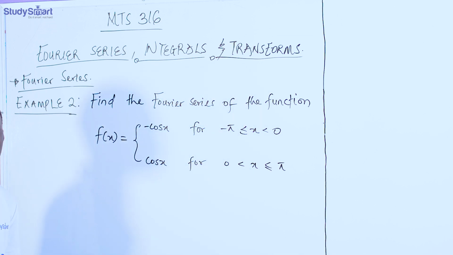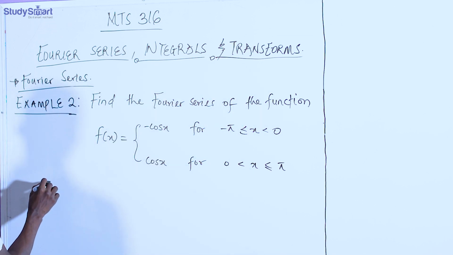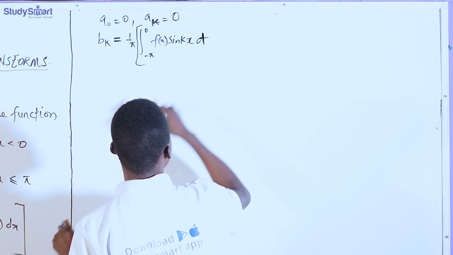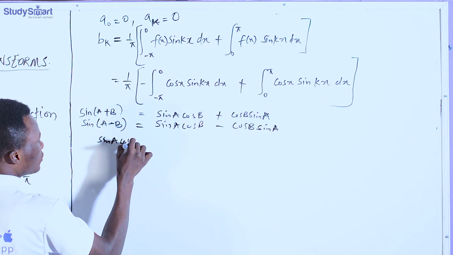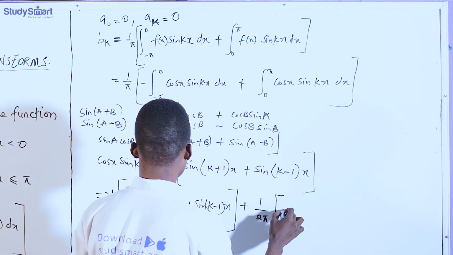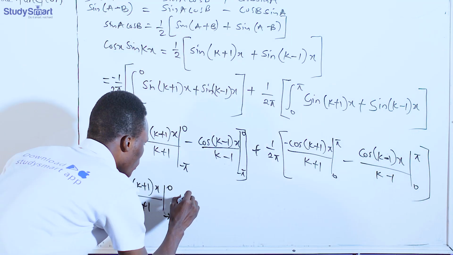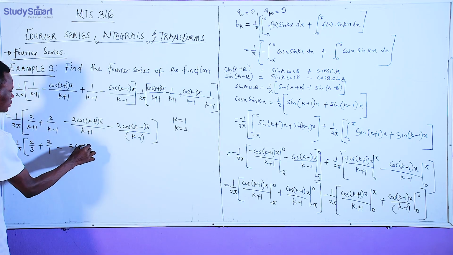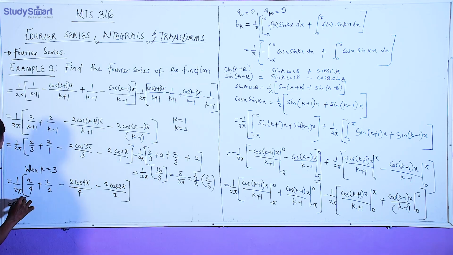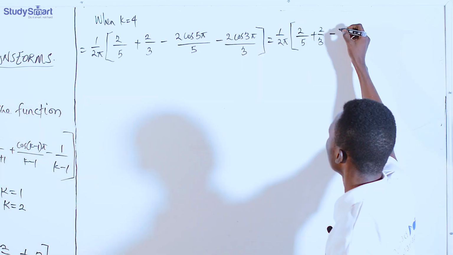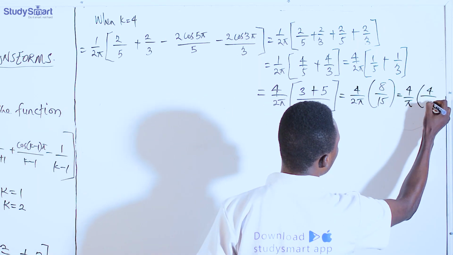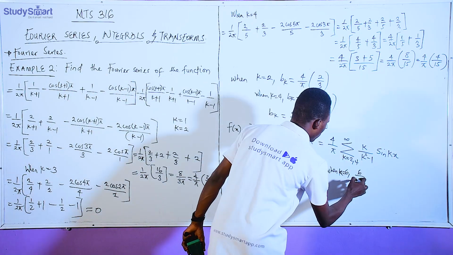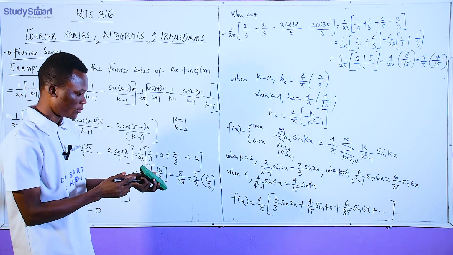So you can start by finding your a naught first. If you find your a naught, and we know that a naught now, and this is the general solution for the question.